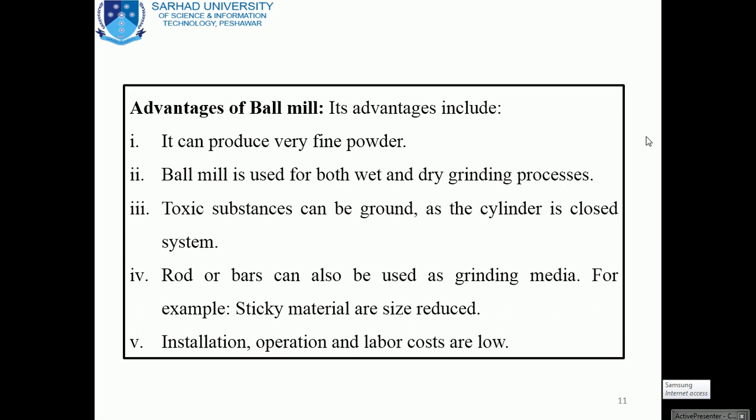The last one is that installation, operation and labor costs are low. We just introduce the feed and turn on the ball mill, and the speed of the equipment is adjusted. There is no need for labor, the installation cost is low and the operation is simple. These are some of the advantages of the ball mill.